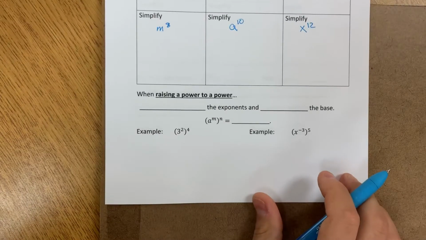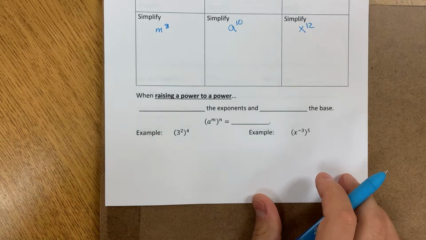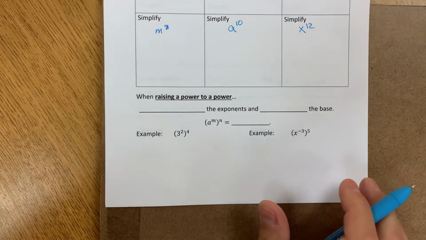All right, again, we have the blanks at the bottom. I need you guys to figure out how to do those and fill them in. Let's go to the negative exponent.